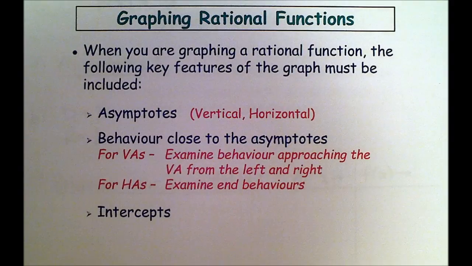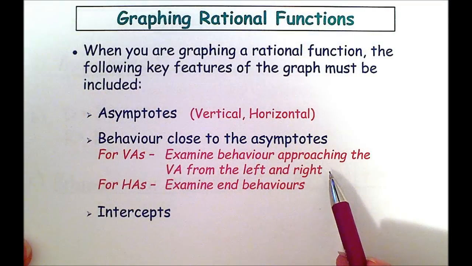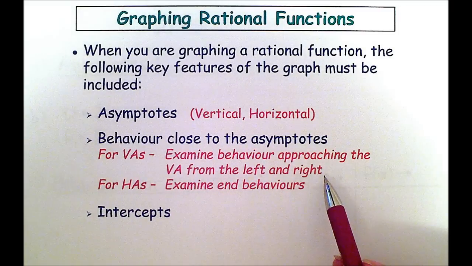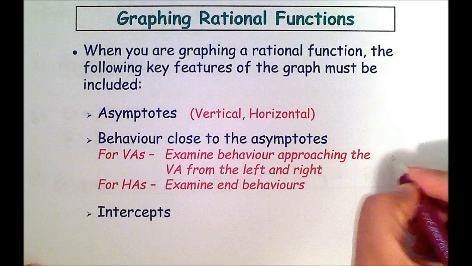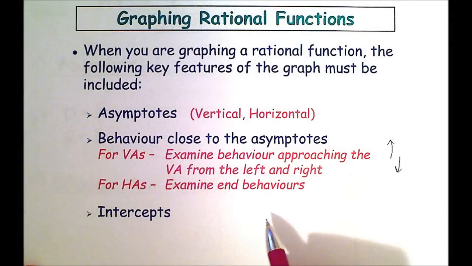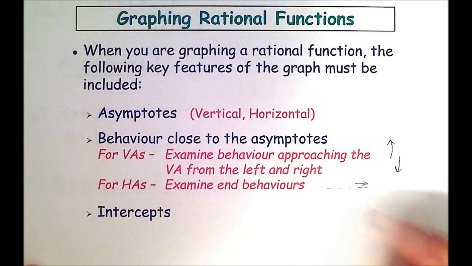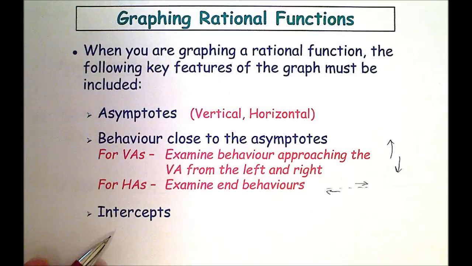For a vertical asymptote, you want to see what happens as the function approaches it from the left and from the right. So you want to see whether it's approaching positive infinity or negative infinity. And then for horizontal asymptotes, you want to examine end behaviors to see whether the function is approaching the asymptote from above or from below. And then finally we want to look at the x and y intercepts as well.